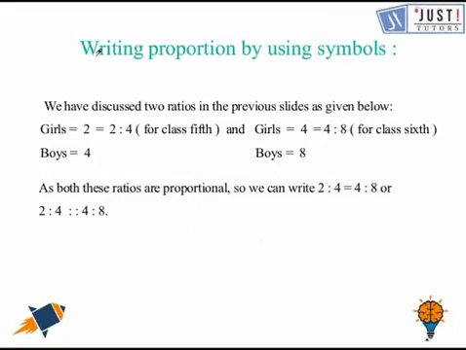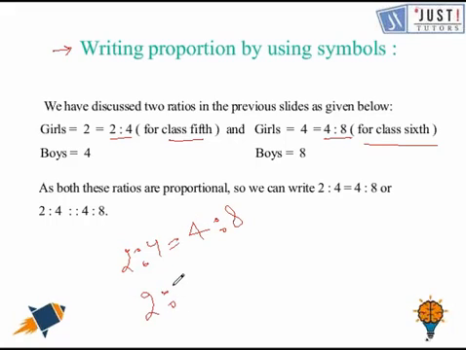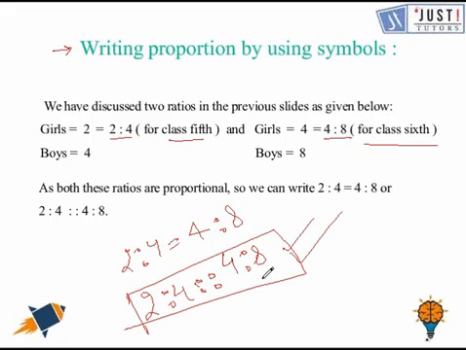Now we move ahead and we are going to discuss how to write this proportion. As for class 5th, the ratio is 2:4, and for class 6, the ratio is 4:8. So we can write it in two ways. Either we can write it like this, as they are the same and they are equal as well, or we can write it with the sign of ratio, and as you have learned, we write ratio by using four dots, and then we'll write it like this. So this is the way we represent proportion in mathematics.